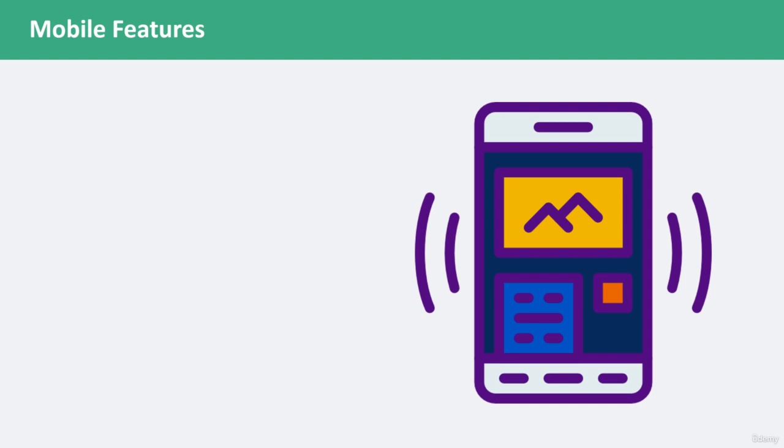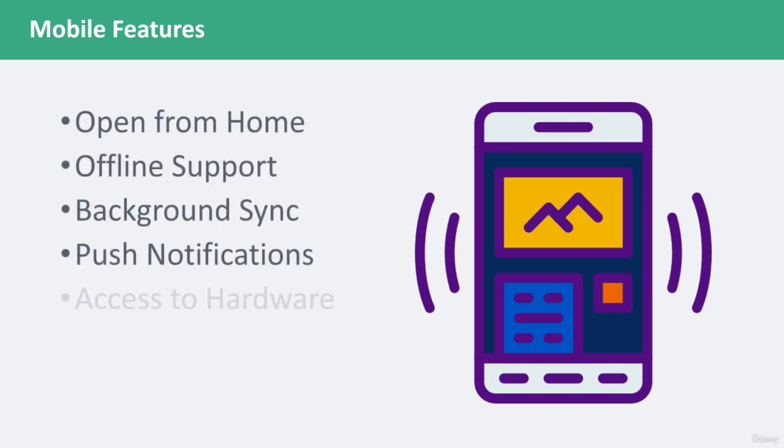Let's think about this for a moment. What are features we would typically find in a mobile app, but not in a web app? Mobile apps can be opened from the home page, offer offline support, synchronize in the background, push notifications, have access to hardware, and geolocation. The goal of any app is to maintain and increase user retention. It would be incredibly useful if we could bring the mobile experience to our web apps.